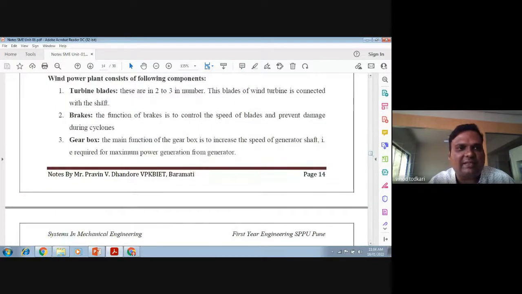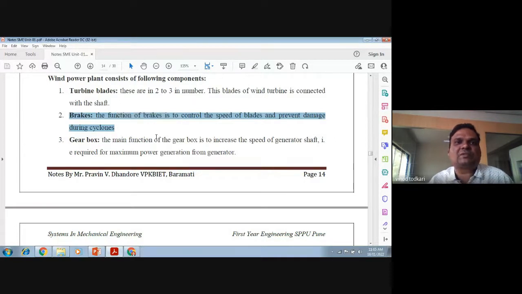Initially, we'll see turbine blades. So generally 2 or 3 blades are there, right? These blades of the wind turbine are connected with the shaft, right? We have seen that turbine blades are mounted on the hub and the hub is connected to the shaft. Then there are brakes. The function of brakes is to control the speed of the blades and prevent damage during cyclones.